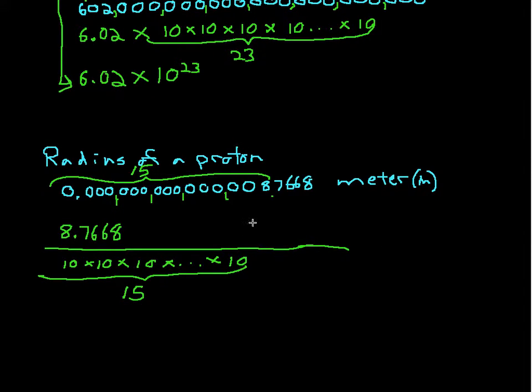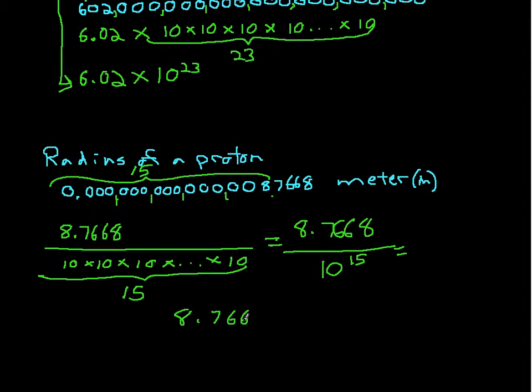Mathematically, we can look at it this way. Take that number, and this is 10 to the 15th power. If you remember your laws of exponents, when you bring a factor like this out of the denominator up into the numerator, you change the sign on the exponent. So this is 8.7668 times 10 to the negative 15th meters.